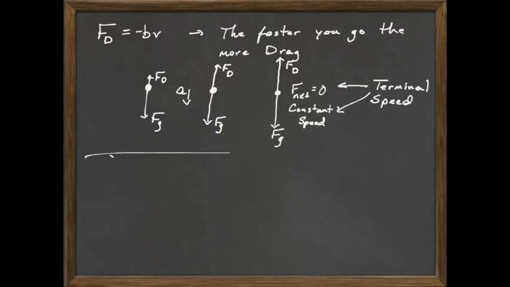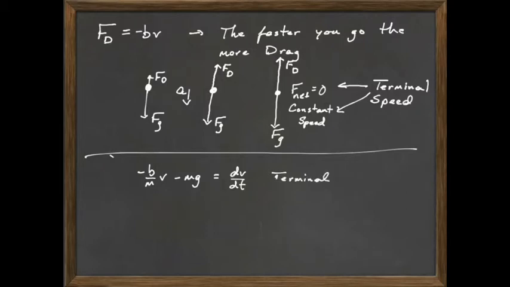Okay, so if we go back to our equation of motion that we had, in this case we had minus b over m v minus g equals dv over dt, and we want to find the terminal velocity.